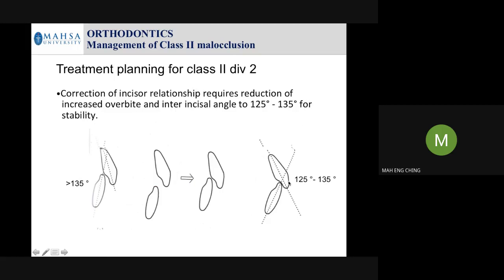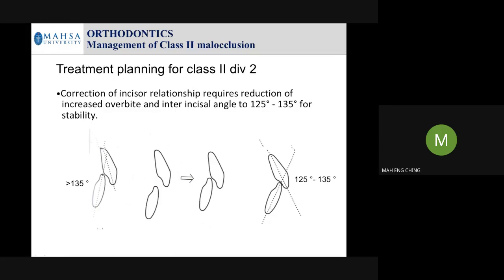So how are we going to do this? Imagine the upper incisor is retroclined, and the lower incisor sometimes is retroclined also. What we're going to do is procline the upper and lower incisors together. We push the upper incisor forward, then the lower incisor forward. That's how we reduce the inter-incisor angle.